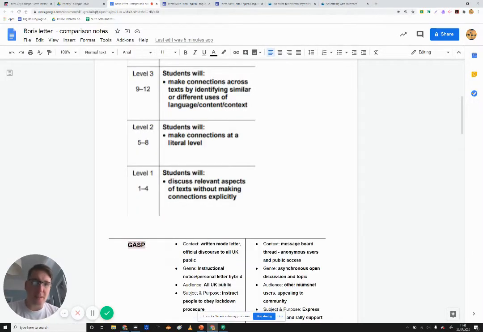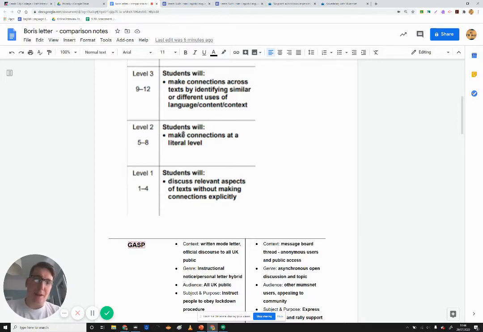Okay, so before we start to actually analyse it and talk about everything we've covered, we'll have a look at the marking criteria, because that's really important. So for level 1, which is marks 1 to 4, you will be able to discuss relevant aspects of the text without making connections explicitly. So effectively what that means is a level 1 answer will talk about both texts without really making any comparisons. For example, not talking about the fact they both mention the coronavirus, or mentioning the fact that it's an emotive issue. Level 2, making connections on a literal level.